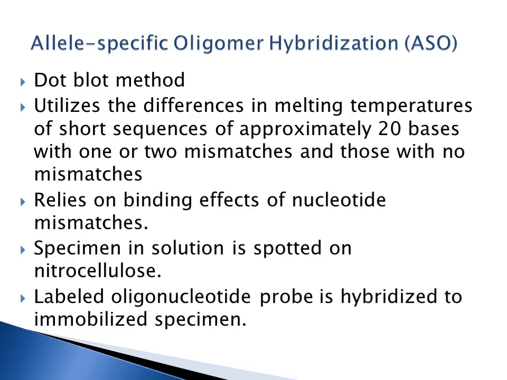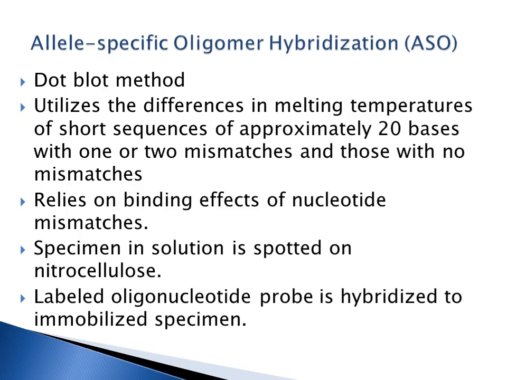Now we're going to go through allele-specific oligomer hybridization, or ASO. And this is actually a dot blot method. And we talked briefly about dot blots when we were talking about blotting technology. So this is going to utilize the differences in melting temperatures of short sequences of approximately 20 bases with one or two mismatches, and those that have no mismatches. So it really relies on the binding effects of nucleotide mismatches.